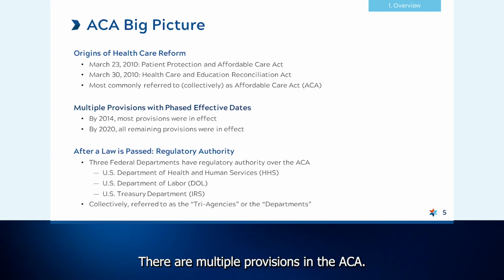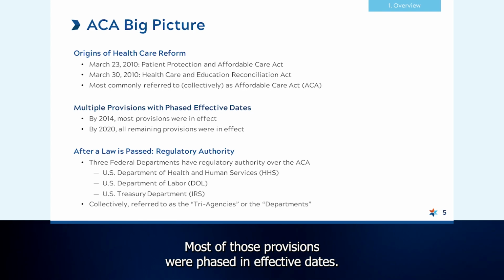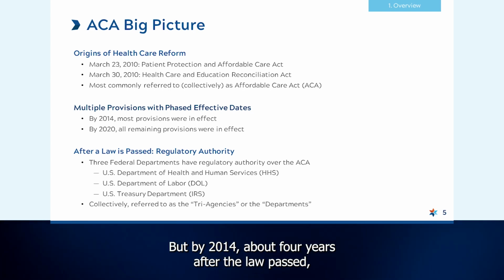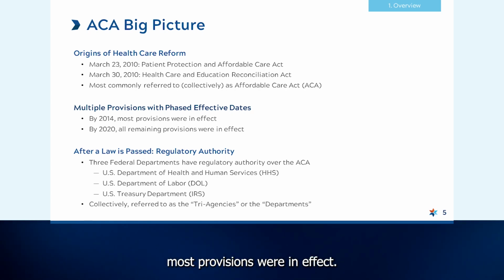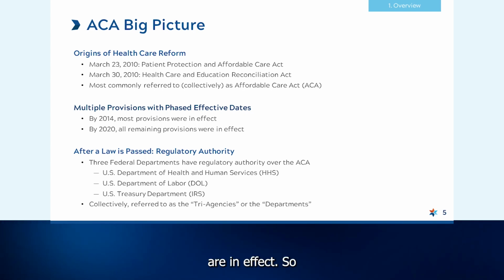There are multiple provisions in the ACA. Most of those provisions had phased-in effective dates, but by 2014, about 4 years after the law passed, most provisions were in effect. And by 2020, all the remaining provisions are in effect.